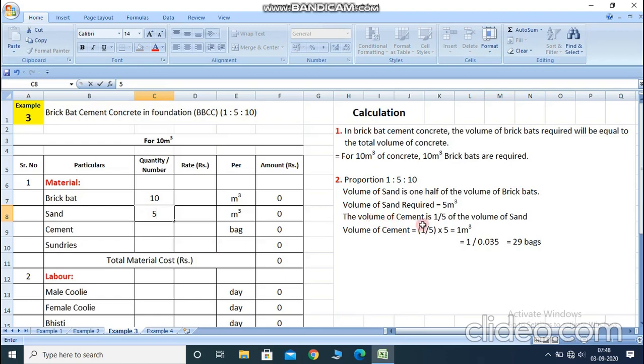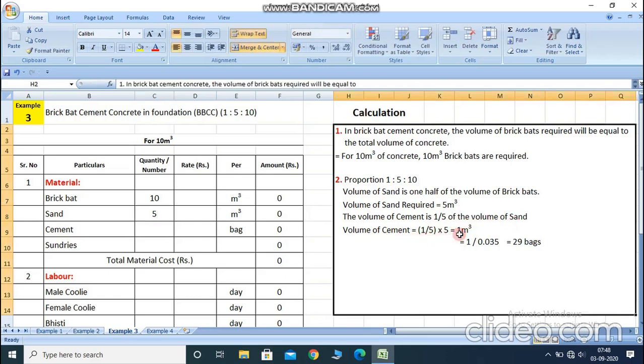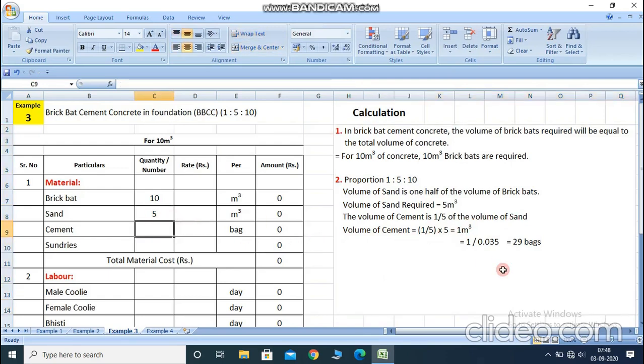Then the volume of cement is 1/5 of the volume of sand. So the volume of cement is 1/5 multiplied by 5, which is 1 meter cube. So here 1 meter cube of cement is required, but cement is always counted in number of bags. Per bag volume is 0.035, so 1 divided by 0.035. So a total of 29 bags is the quantity of cement required to complete the brick bed cement concrete in a foundation of ratio 1:5:10. So here we write 29.